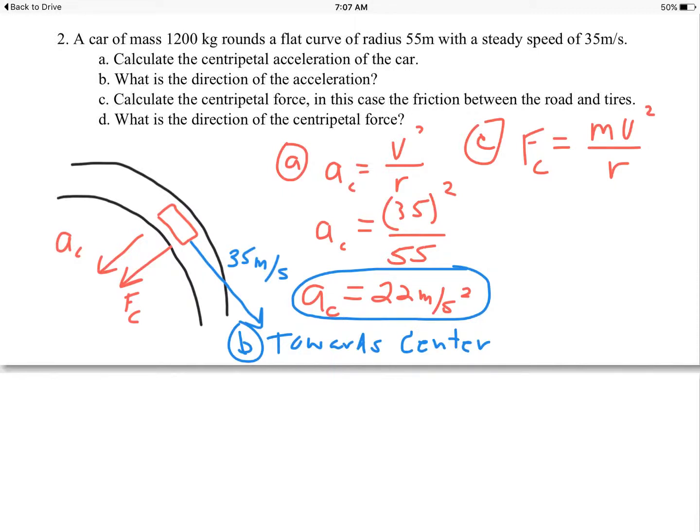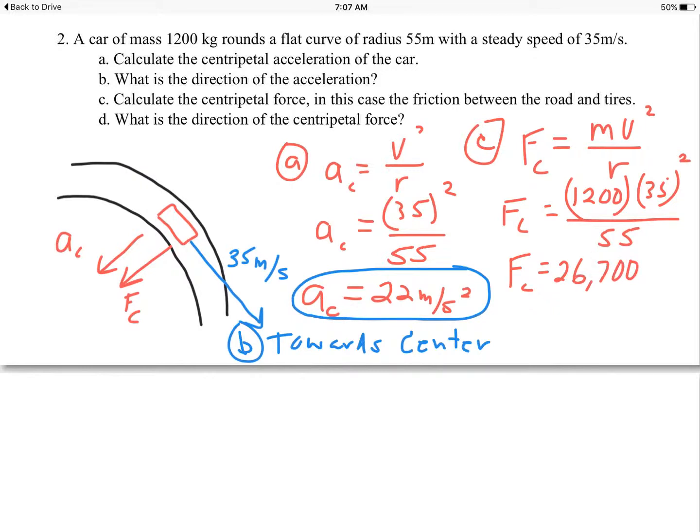Anyway, centripetal force is mv squared over r. And every unit here is good to go. 1,200 kilograms times 35 squared over 55. And we could have just taken our previous answer for the centripetal acceleration and multiplied by the 1,200. But if you do that, you get a pretty large force here: 26,700 newtons of friction keeping this car on the road.